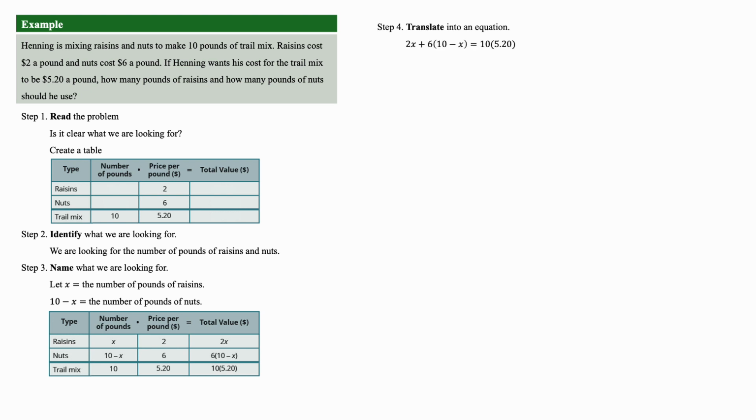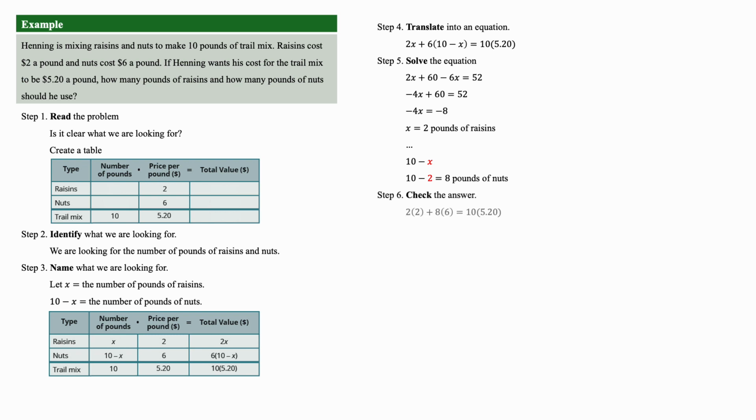So let's translate this into an equation by stating 2x plus 6 times (10 minus x) equals 10 times 5.20. We're going to solve this equation and simplify to get x equals 2 pounds of raisins. So if we want to complete the equation here and find the pounds of nuts, we have to substitute 2 in for x, and we get 10 minus 2 equals 8 pounds of nuts.